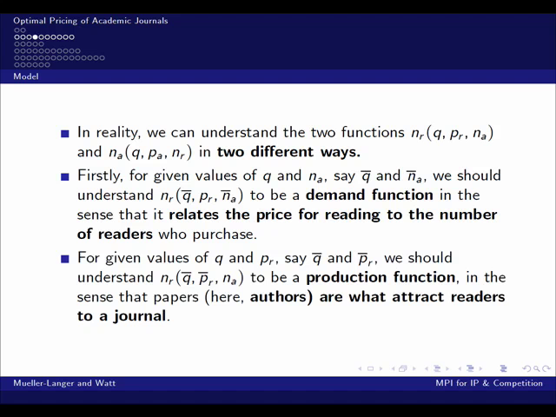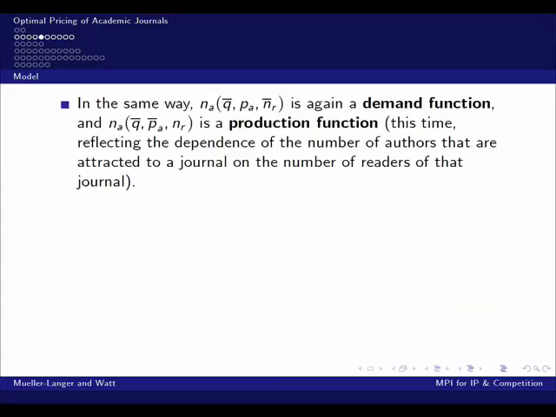So, the other way we can think about this number of readers would be, for given values of the quality and the price of readers, we could understand the number of readers to be a production function in the sense that authors, so the number of authors, are what attract readers to a journal. Okay, so we have these two features of the number of readers, first as a demand function and second as a production function. And this is the same for the number of authors.